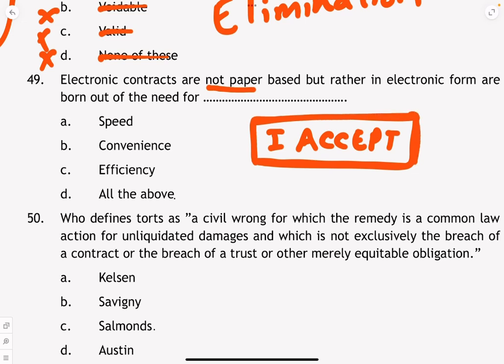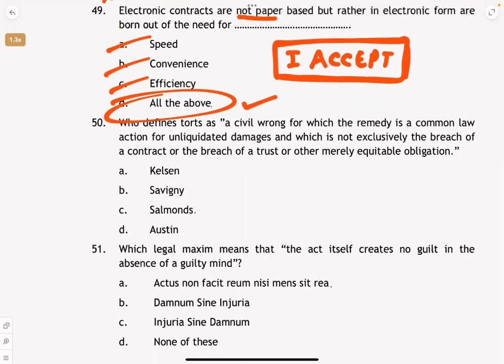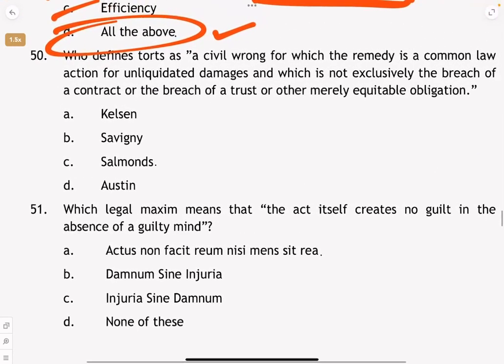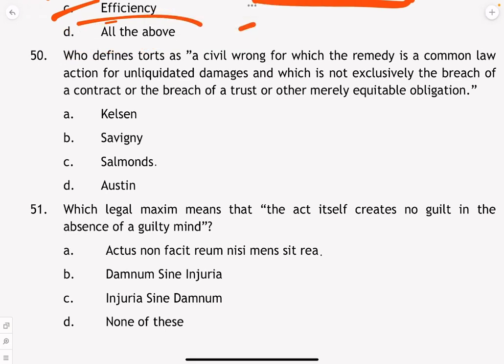You are accepting it. Why do we need it? For speed, convenience, efficiency. The correct answer is all of the above. So that is common sense. In today's world, we can't do everything in pen and paper. Electronic contracts are very, very useful for us. All right. So let us go to the next question.